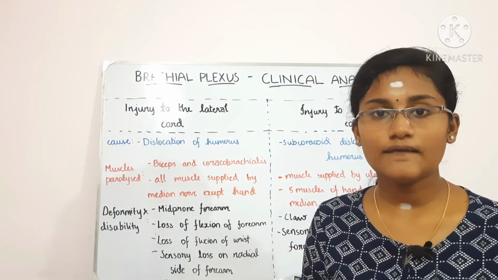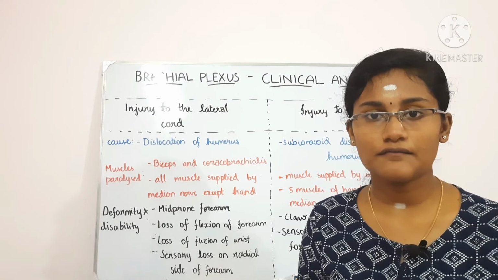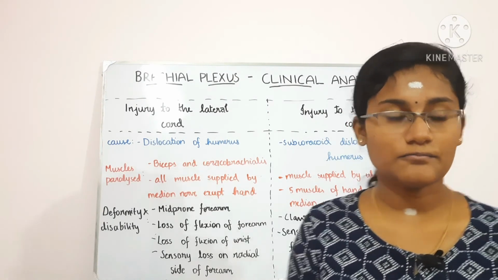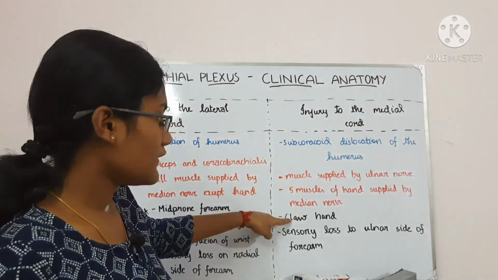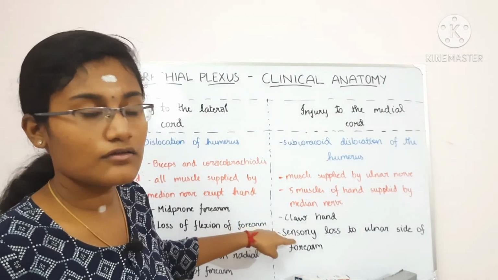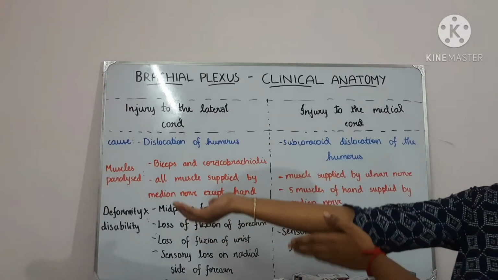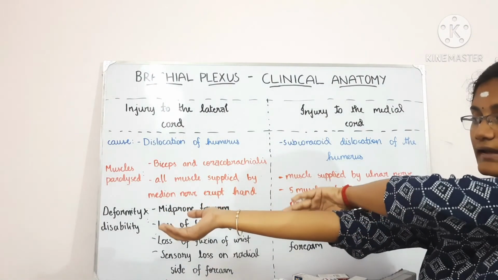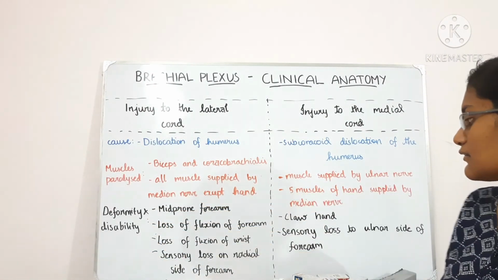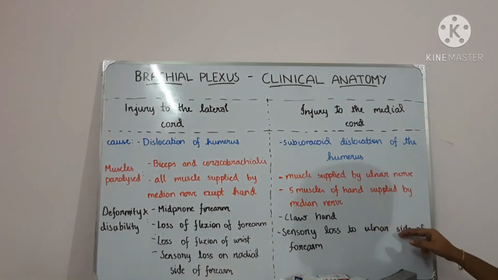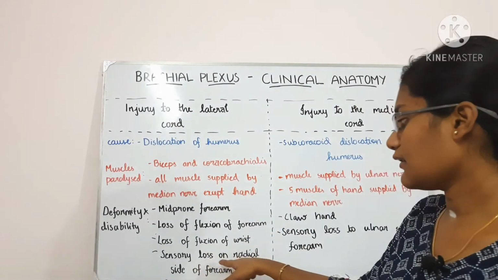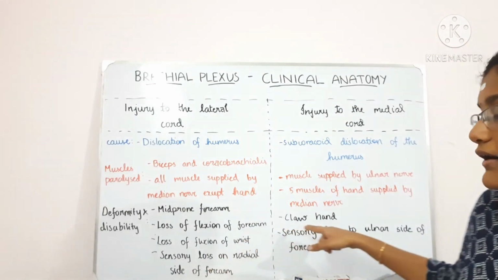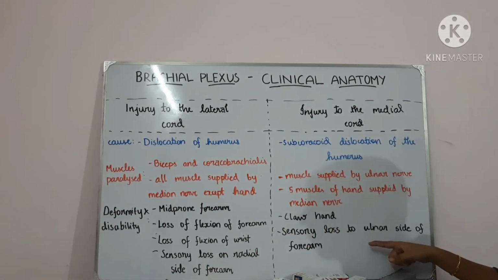Now let's talk about the deformity and disability because of the injury to the medial cord. The injury to the medial cord leads to claw hand and sensory loss of the ulnar side of the forearm. This is the ulnar side of the forearm and this is the radial side of the forearm. So these two are opposite to each other. Here there is a sensory loss on the radial side of the forearm. Here there is a sensory loss on the ulnar side of the forearm.